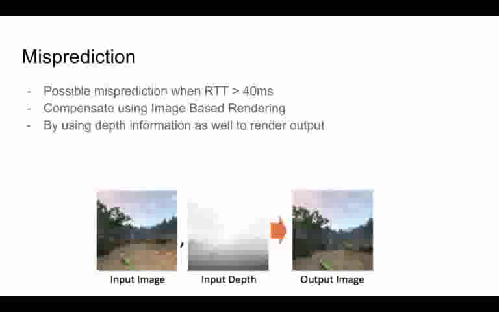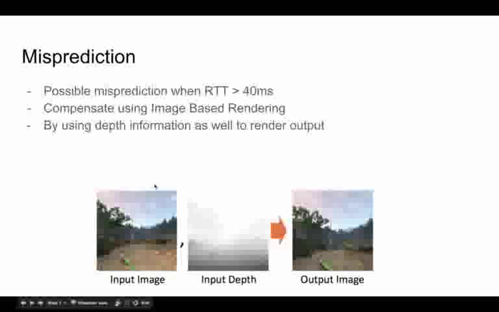And if the expected error is greater than expected, then we use techniques like image-based rendering. So what I mean by that is, for example, misprediction can be high if the round trip time is greater than 40 milliseconds. Because the more time it takes for the server to respond back, the more possibility that the next input could be wrong. And it compensates using image-based rendering.